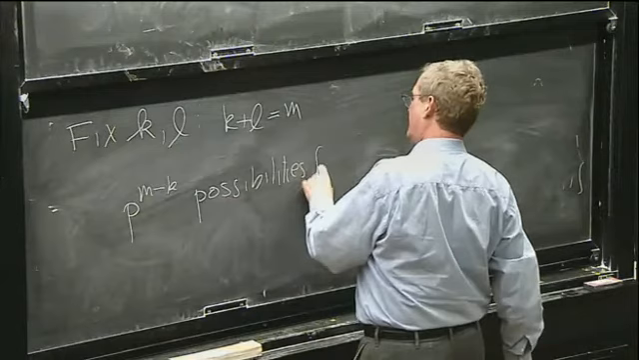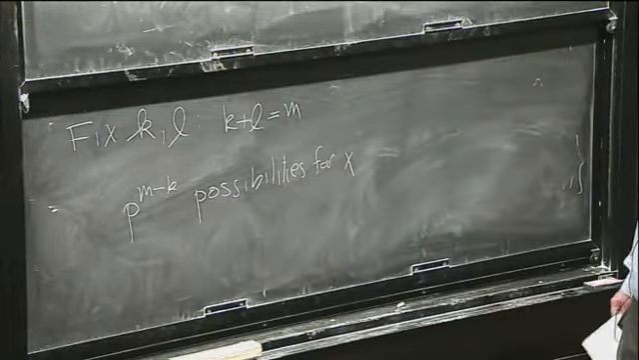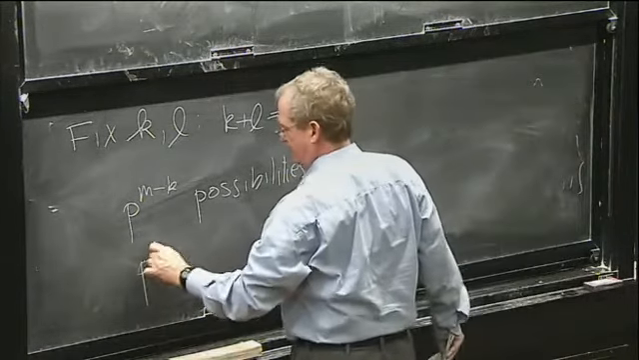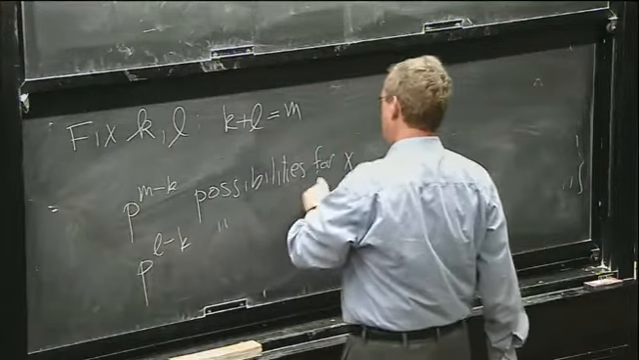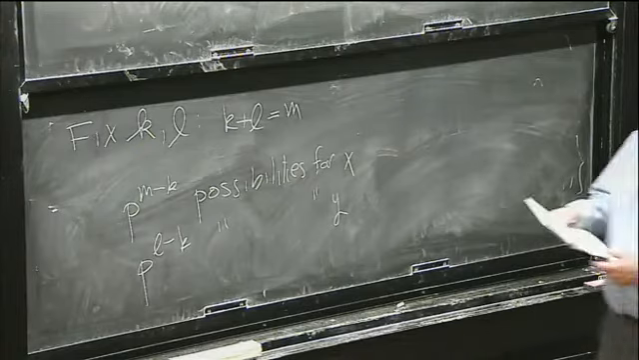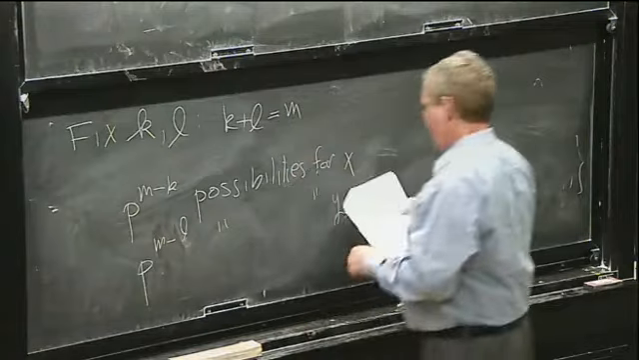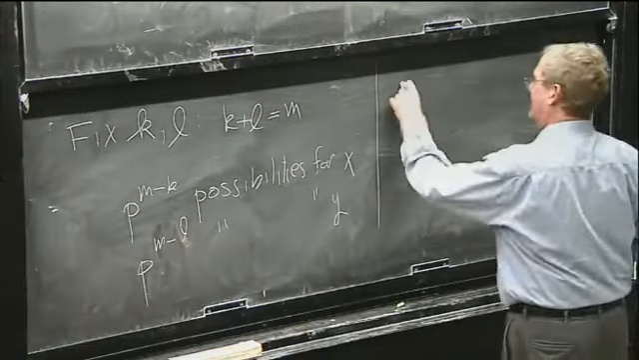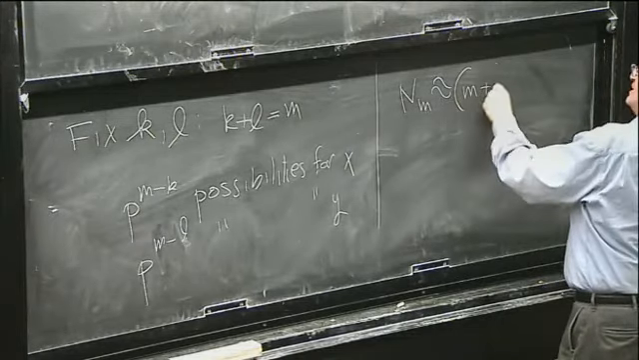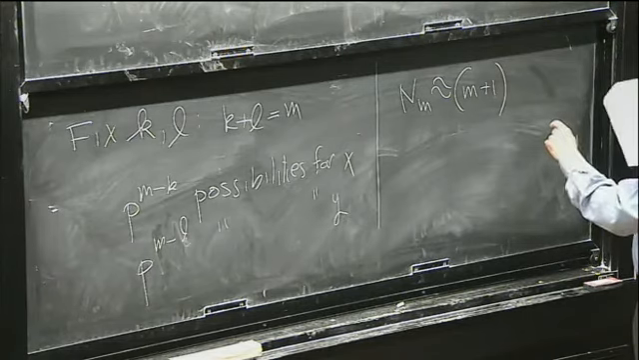Because I'm thinking of x, let's say, as an integer between 1 and p to the m. And then similarly, if p to the l divides y, there are p to the m minus l possibilities for y. So there's a little bit of overcounting here, but in any event, the number of choices is approximately m plus 1.